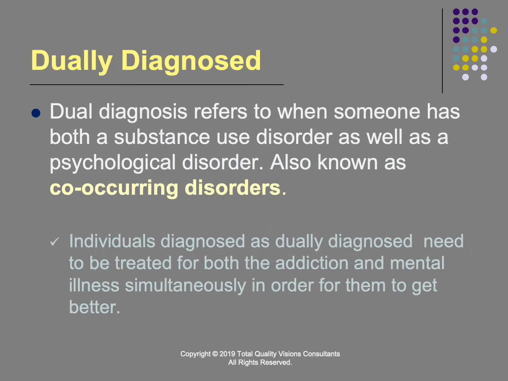Dually diagnosed. Dual diagnosis refers to when someone has both a substance use disorder as well as a psychological disorder, also known as co-occurring disorders. Individuals who are dually diagnosed need to be treated for both addiction and mental illness simultaneously in order for them to get better.